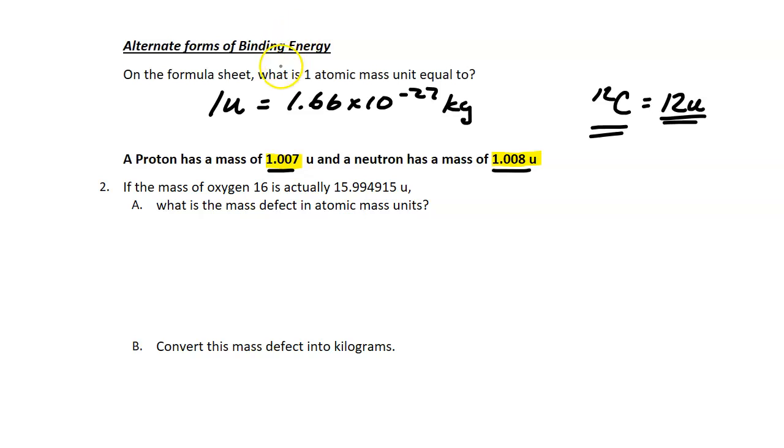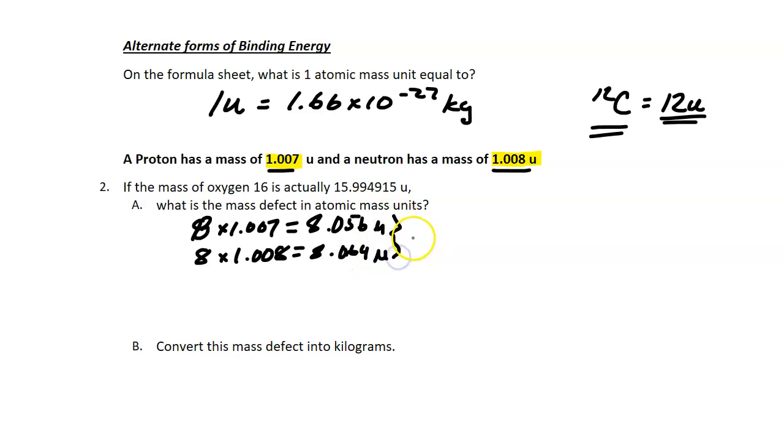So if we wanted to figure out the atomic mass defect within oxygen 16, well, they have 8 protons and 8 neutrons. 8 times 1.007 and 8 times 1.008 in terms of your atomic mass units will get you 8.056 atomic mass units and 8.064 atomic mass units for a total of 16.12 atomic mass units. Now, subtracting 15.994915 atomic mass units, which is the actual mass, gets you an atomic mass difference of 0.125085 atomic mass units.